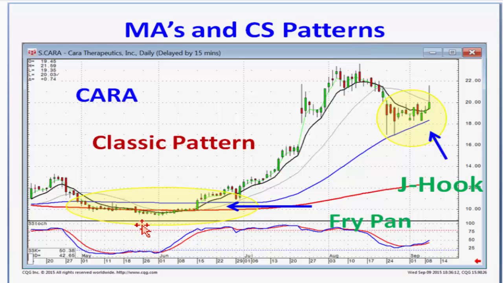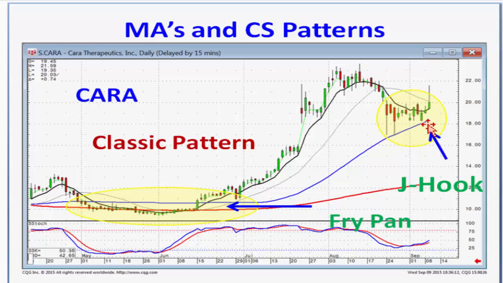This is what we call the fry pan bottom pattern. Notice how you couldn't be trading this until they break out. And then what do we expect coming out of a fry pan bottom? A very strong price move. Now we get up here and we get sell signals. We take profits, and notice where they pulled back to, right to the 50-day moving average.